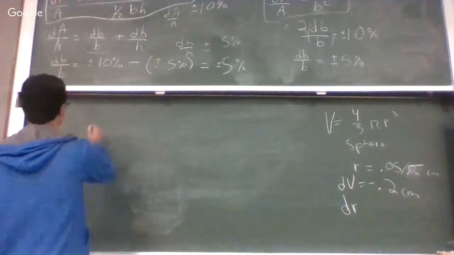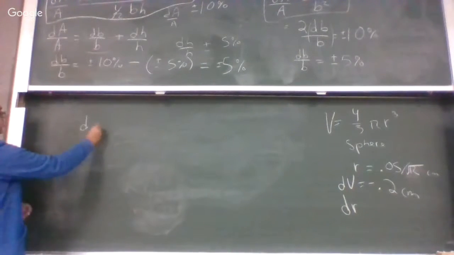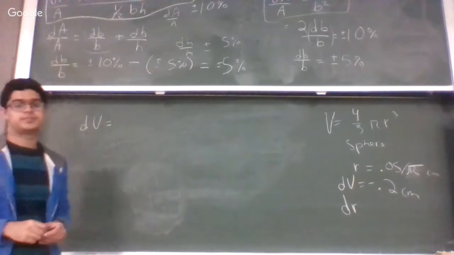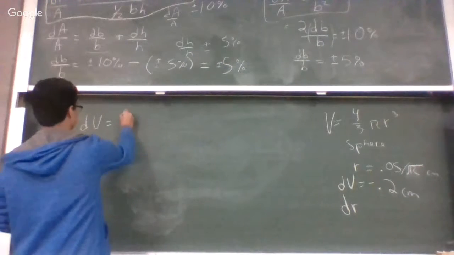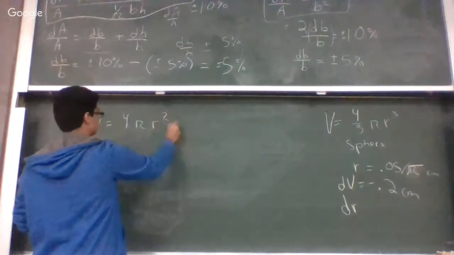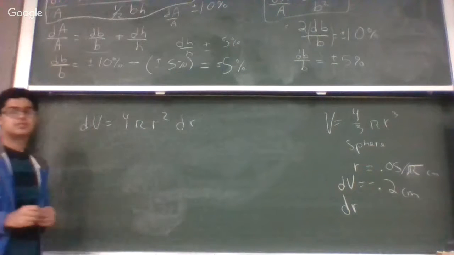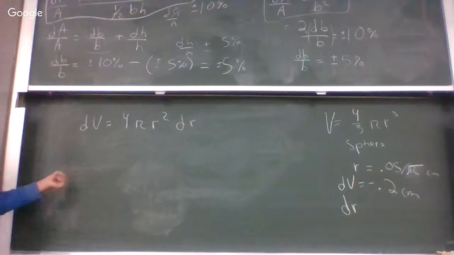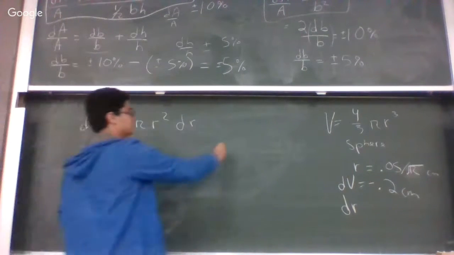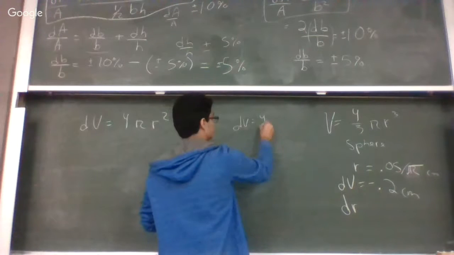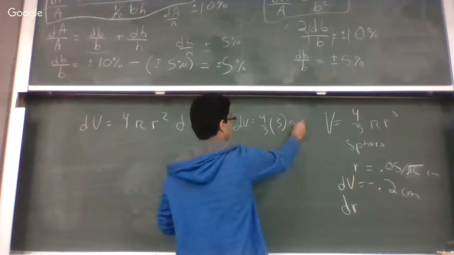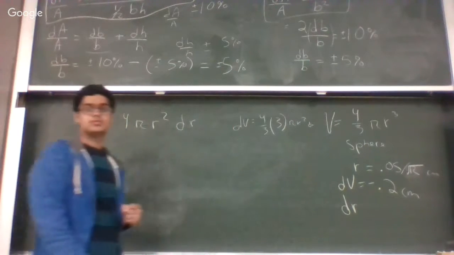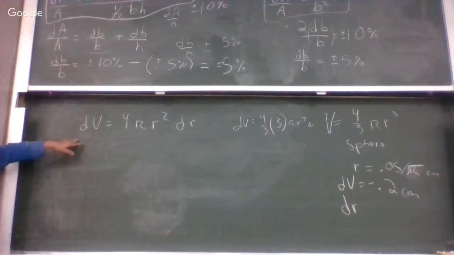Okay. So we rewrite the formula. We can just go dV is equal to what? 4 pi r squared dr over dt. Do you guys see how she did that? Because it'd be 4/3 times 3 pi r squared. So the 3's cancel out, so this is it.